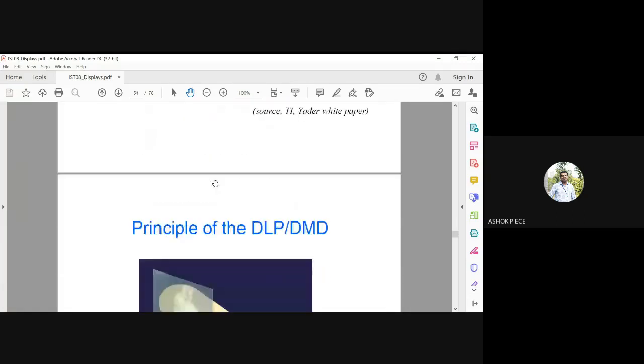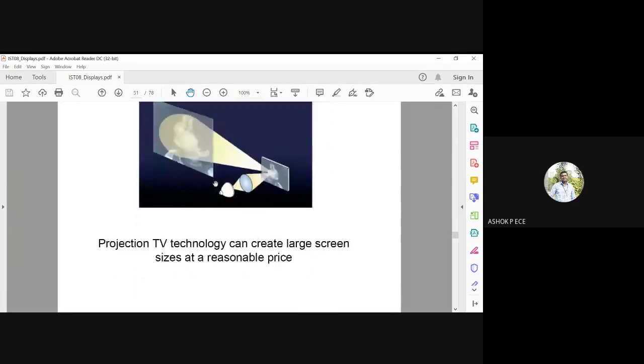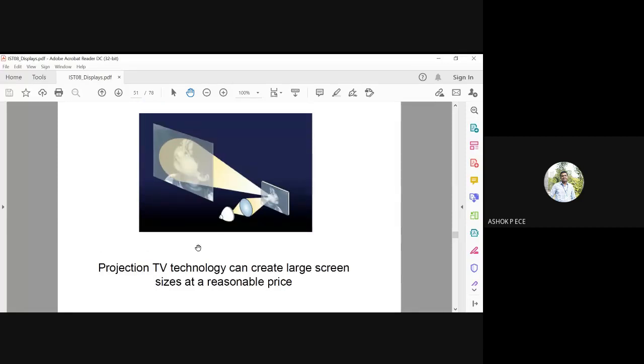So the principle of DLP, the projection TV technology, can create a large screen size at a reasonable price. What you see on the laptop is projected in a huge way. The resolution of your laptop may be small, but what you see on the screen after projection is relatively huge, and you get that at a reasonable cost.